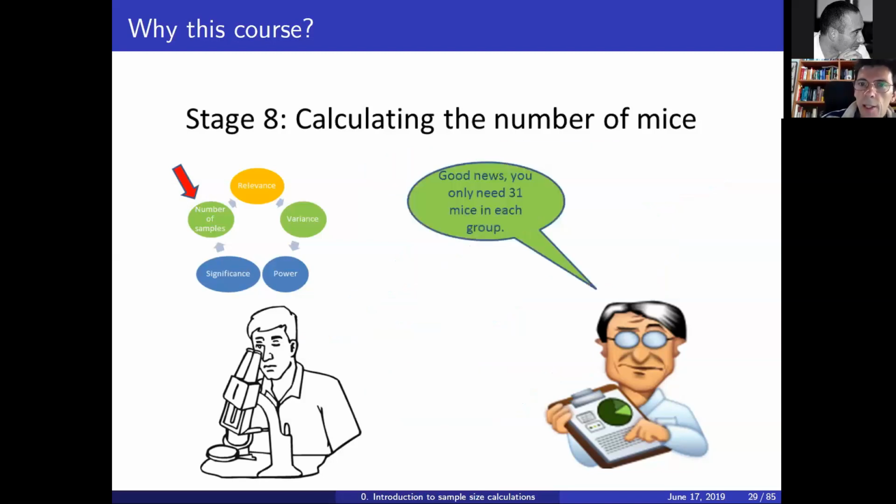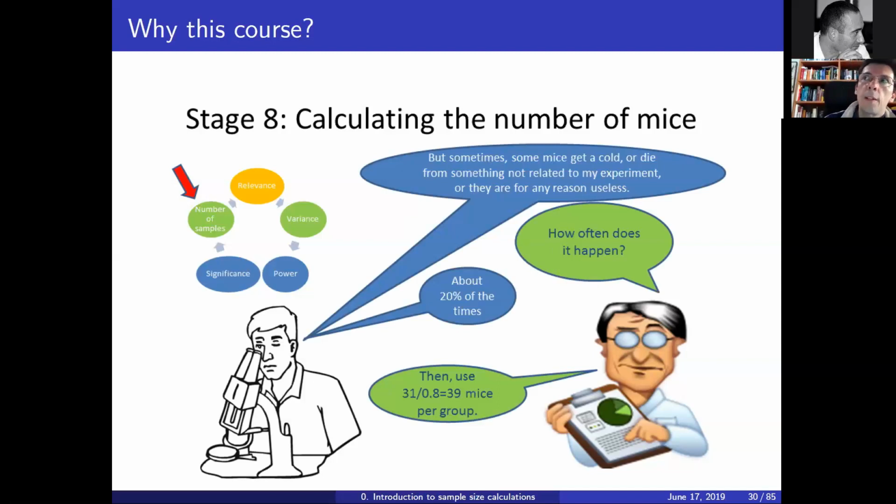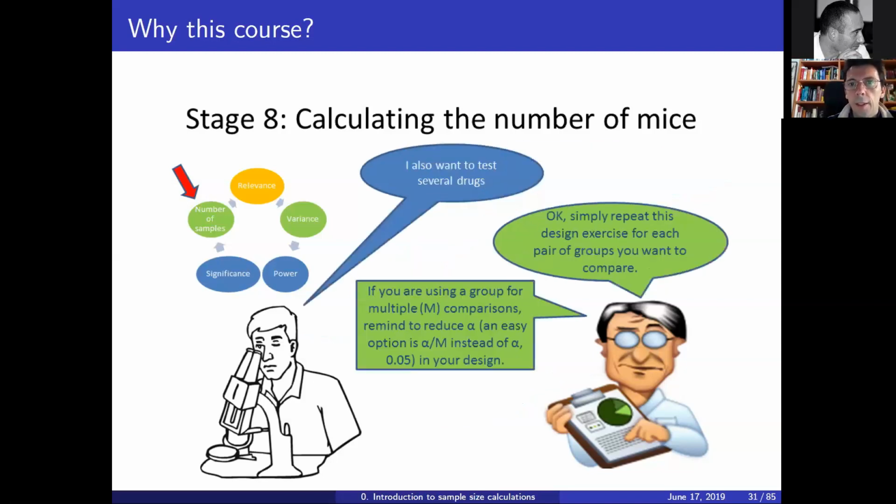So you may increase the sample size from the statistical design. The statistical design just tells you 31, but then from experimental constraints, you may increase it because you know that you are losing some of the animals and some of the measurements for whatever reason. And then you may also want to test several drugs. Actually, this was the hidden reason why he wanted to have 3,000.